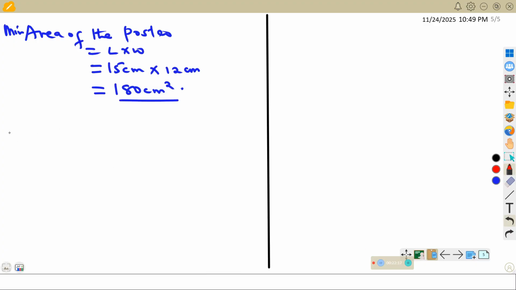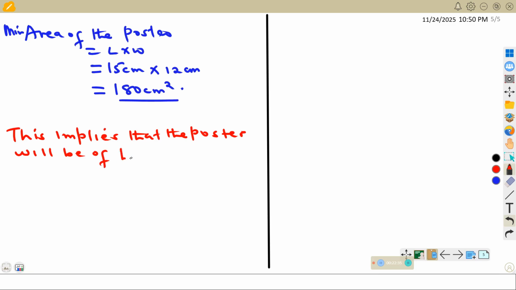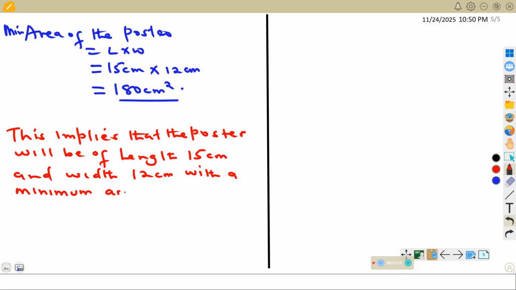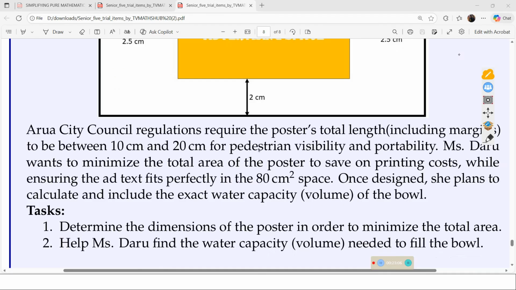So in conclusion, we can therefore say this implies that the poster will be of length 15 centimeters and the width 12 centimeters with a minimum area of 180 centimeters squared. So that is basically what was required in part 1.